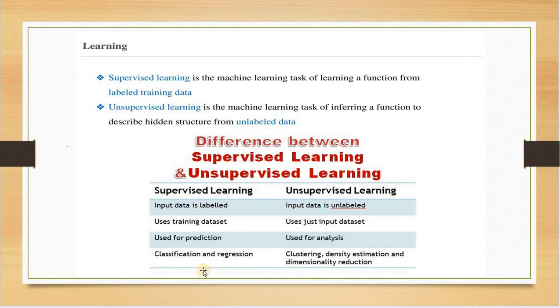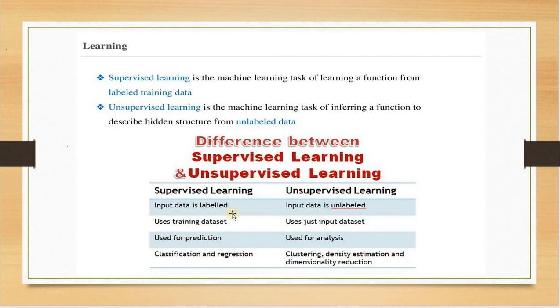So, supervised learning is the machine learning task of learning a function from labeled training data, while unsupervised learning is the machine learning task of inferring a function to describe hidden structure from unlabeled data. Mainly, a supervised learning algorithm needs labeled training data, while unsupervised learning needs unlabeled data. In labeled data, we need input as well as the output, while in unsupervised learning, we just need the input and the machine itself finds the hidden structure in the data.